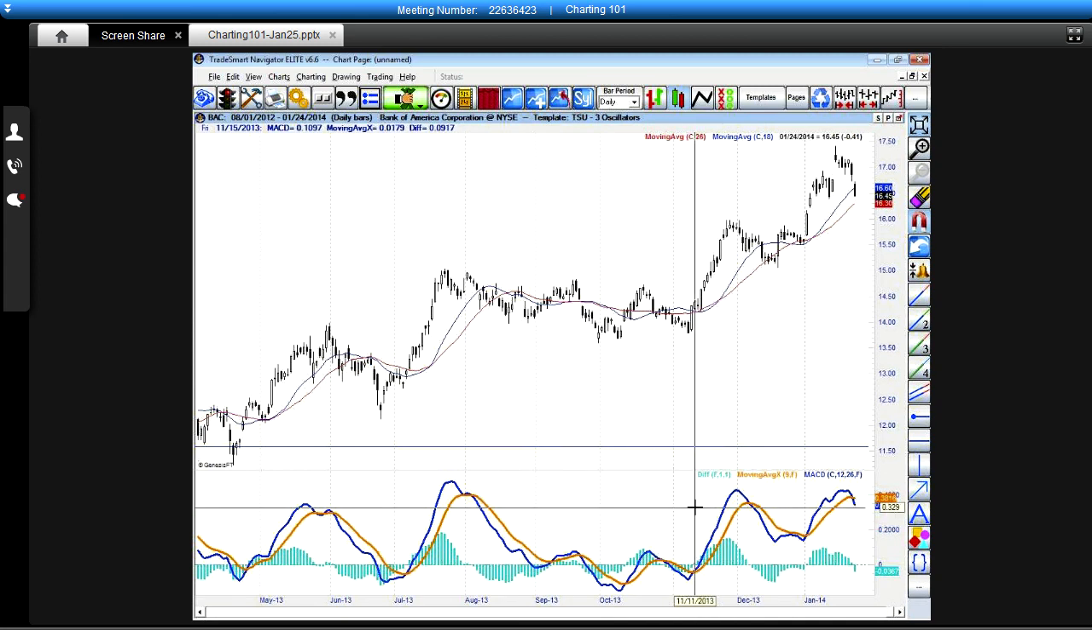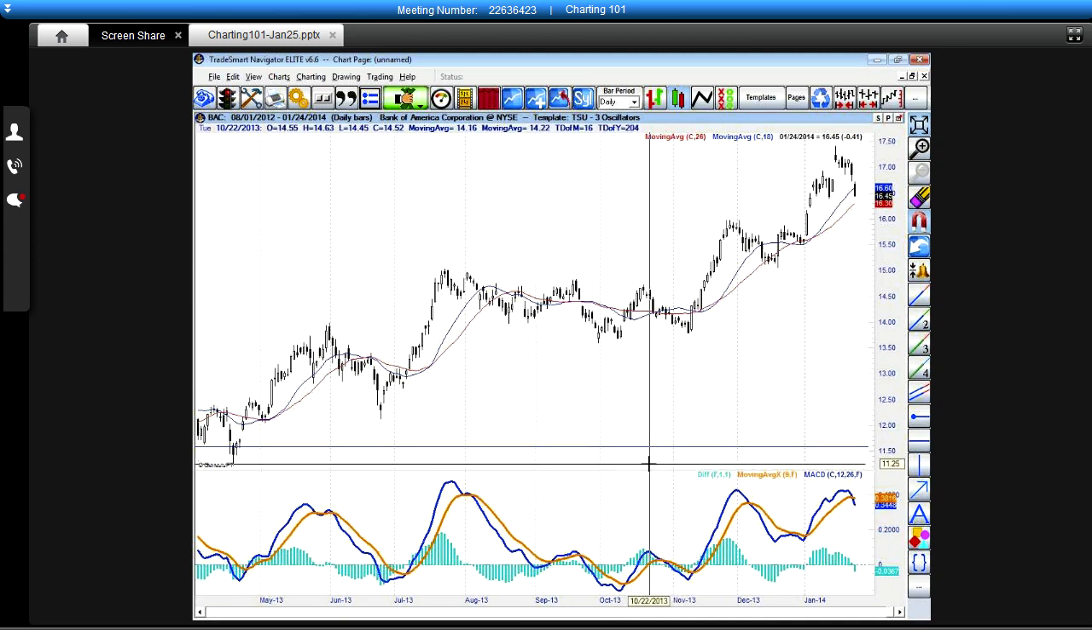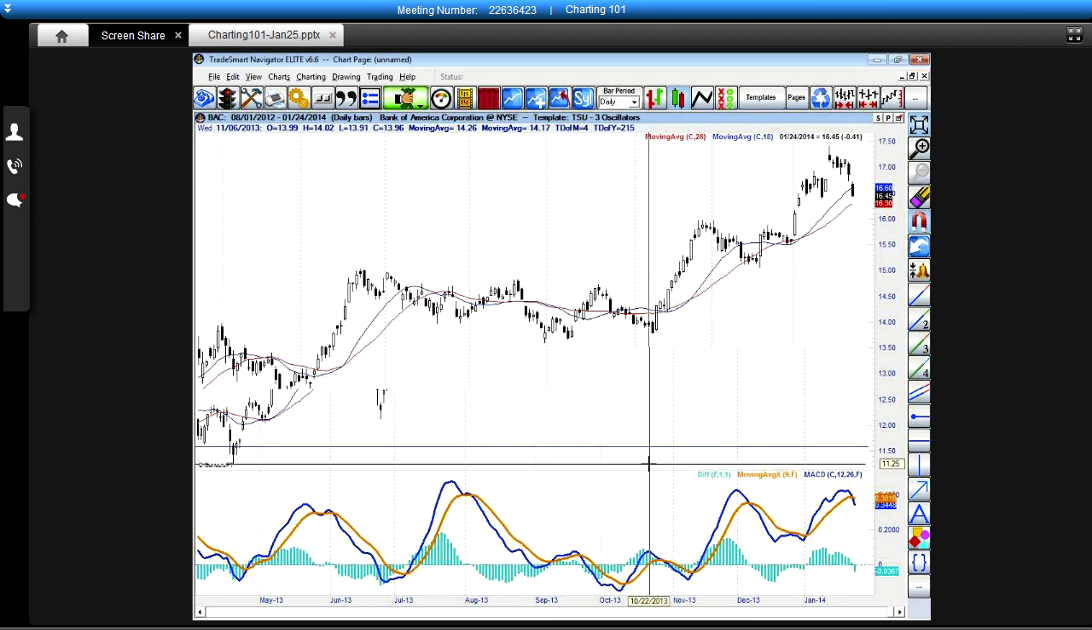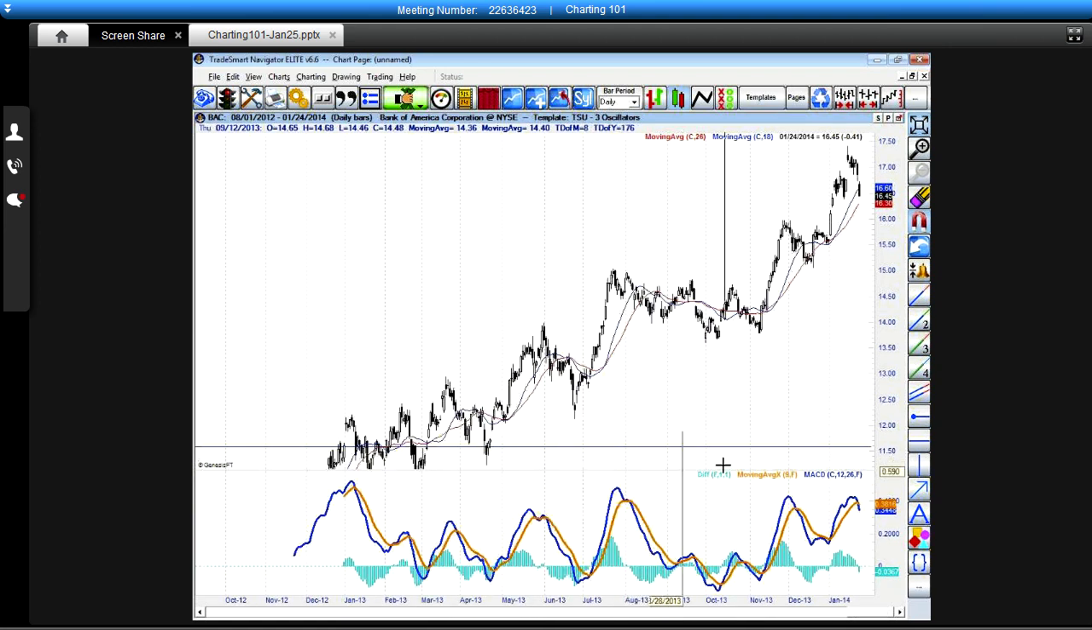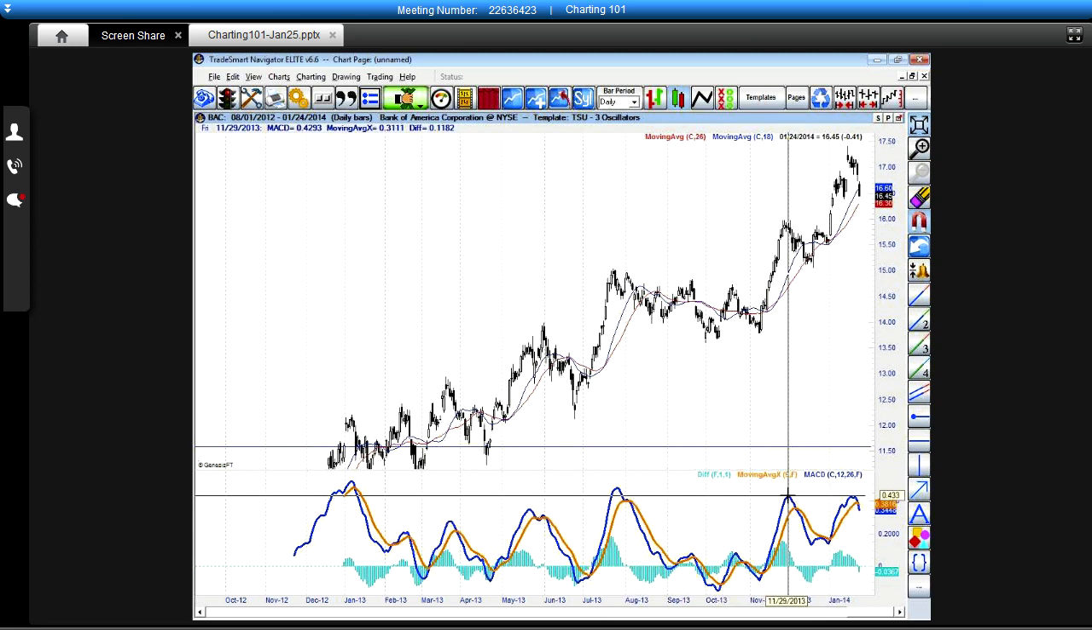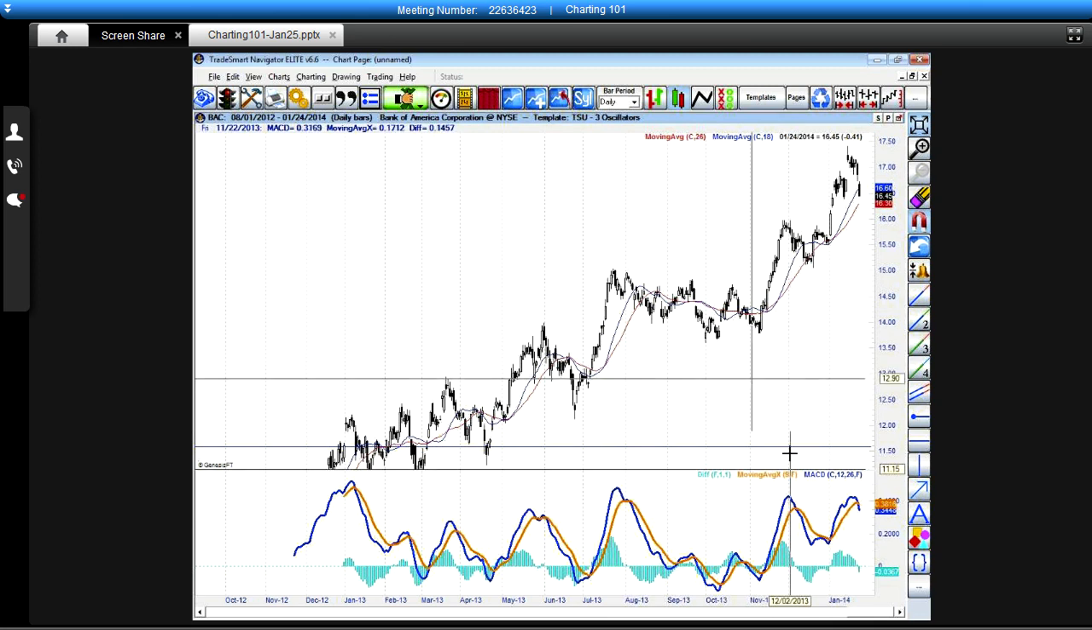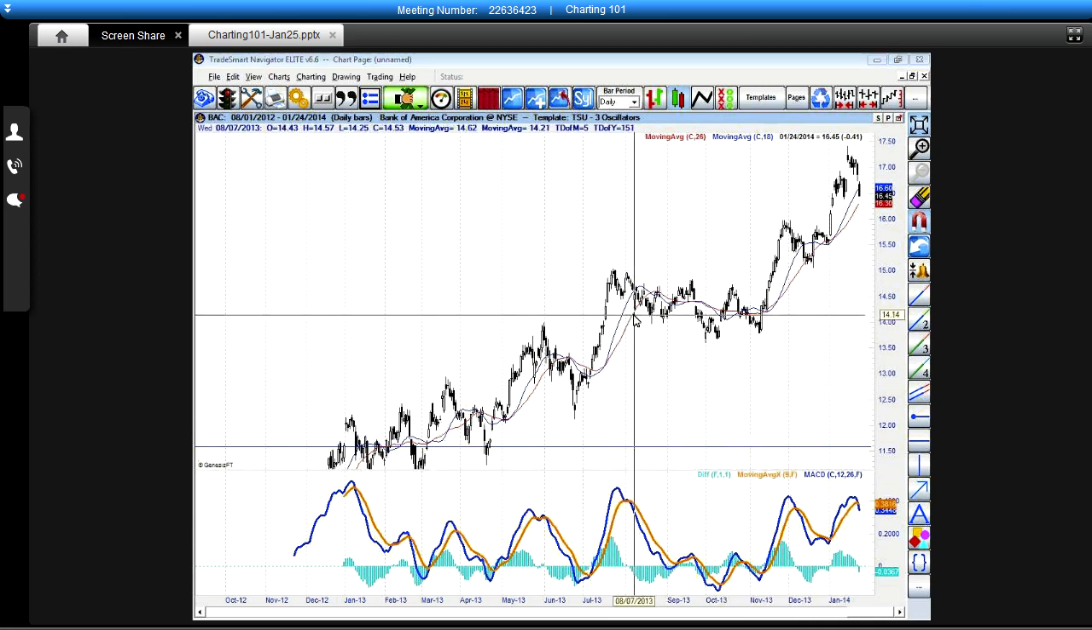And then also with divergence, MACD is a popular indicator to use for divergence. And what I mean by divergence is that the indicator will be going in the opposite direction of what the price is going in.